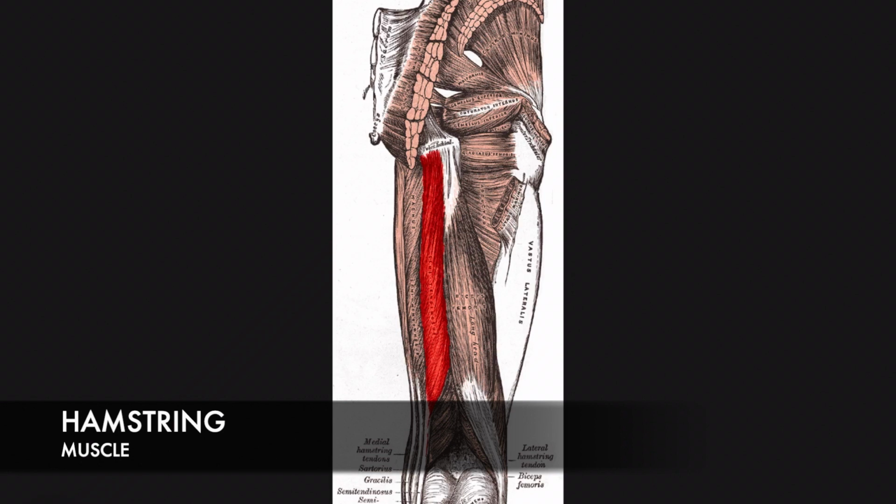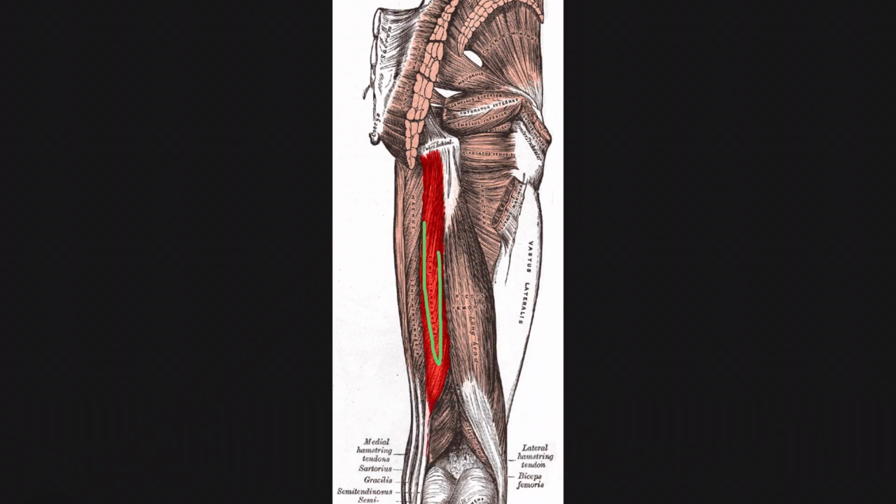The first muscle we're going to talk about is your hamstring. Your medial hamstring consists of the semitendinosus and semimembranosus. The medial hamstring is involved with hip extension and flexion and internal rotation of the knee, while your lateral hamstring, the biceps femoris, is involved with flexion and external rotation of the knee. All three of these muscles originate at your ischial tuberosity and attach to either medial or lateral aspects of the knee.